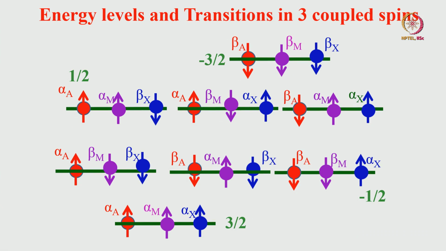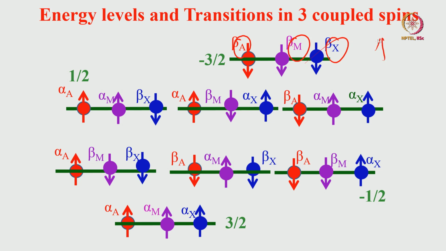It is a little tricky, we have to understand this because we will try to analyze spectra of 2 spin, 3 spin, 4 spin, etc. First order analysis, second order analysis, everything we will have to do. But now, what are the possible energy states if I consider 3 coupled spins? Each spin I have identified as A, M and X, 3 spins.